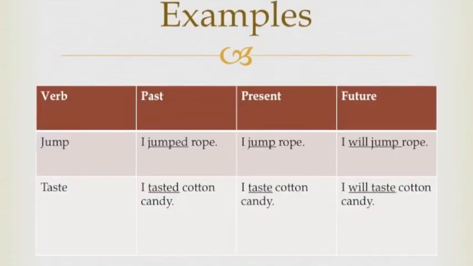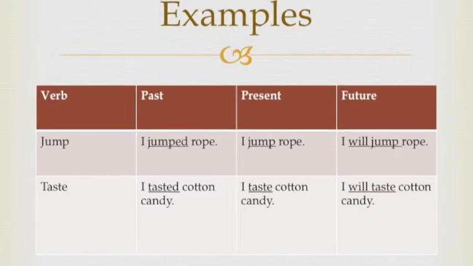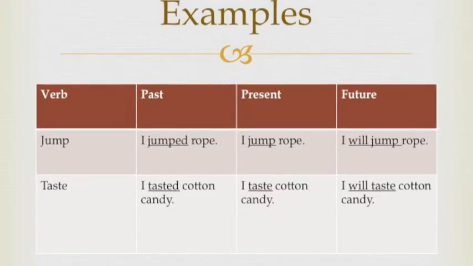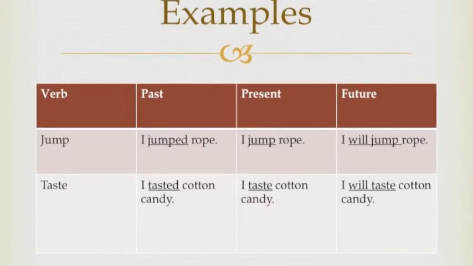One verb we are going to look at is jump. We know this verb very well. An example of it in past tense form in a sentence: I jumped rope. We added ed. In present tense, I jump rope. It just stays the same. In future tense, I will jump rope, which means I plan on doing it in the future.